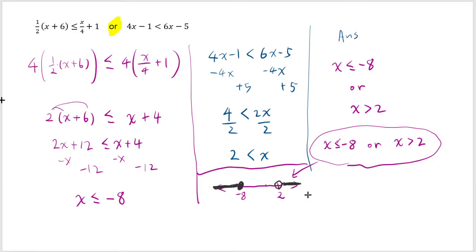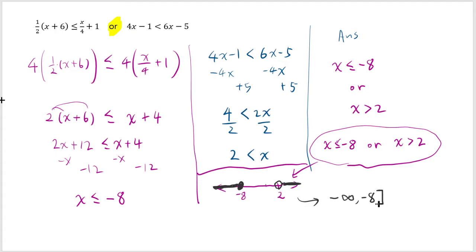And this means, in terms of the interval notation, you have two intervals, one that begins from negative infinity and ends at negative 8. So the first interval is negative infinity to negative 8.